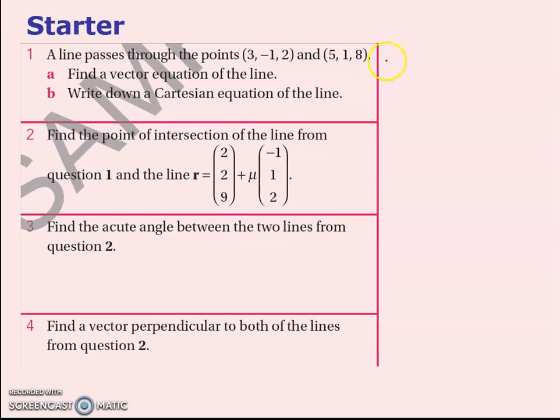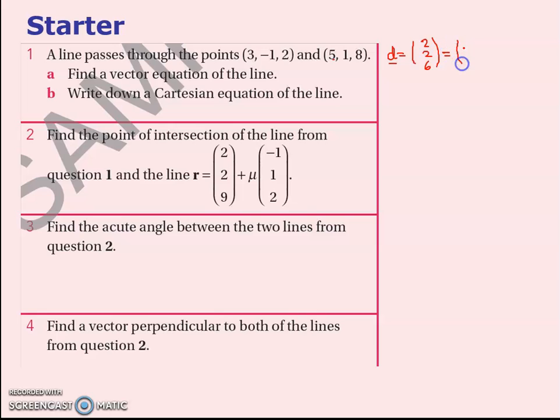So, okay, let's have a look at this first question. It says we've got a line passing through these 2 points. Well, first of all, I want the equation of a line. Now, when you do this, you always want the direction vector. Direction vector, you take one away from the other. So I'm just going to do this quickly. 5 take away 3 is 2. Then 1 take away minus 1 is 2. 8 take away 2 is 6. Now, interestingly, that is a direction vector that I could use.